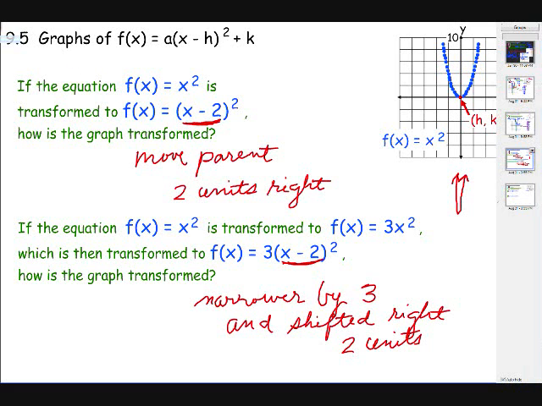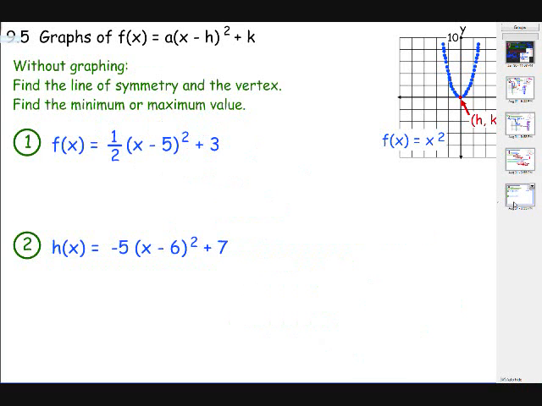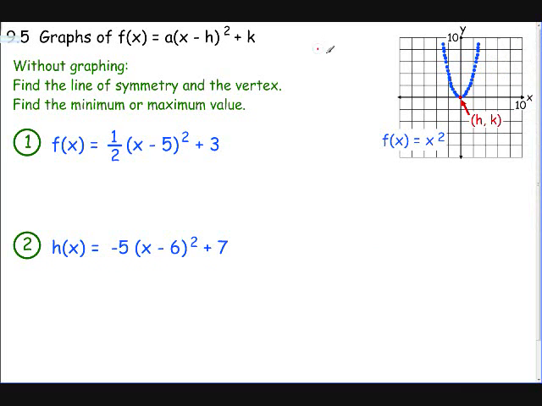Let's see if we have anything else to look at. Yeah, one more. Without graphing, find the line of symmetry and the vertex. Well, that's pretty easy for us to do, isn't it? Let's start by finding the vertex. My vertex, of course, is H and K. And this works if my equation is in the vertex form. Let's check and see if it is.